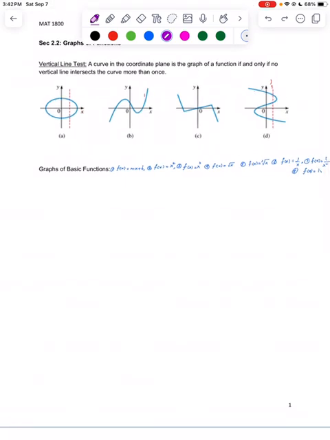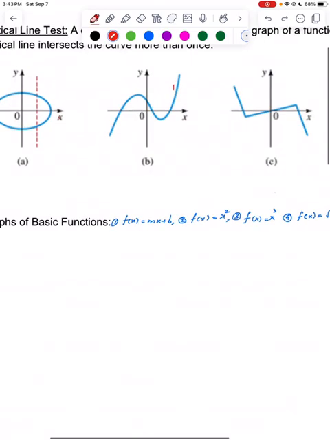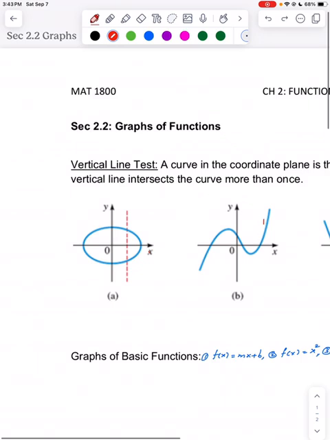Now, if you can show one line crossing in more than 1 point, that's enough to say that it is not a function. In this case you can see that the red vertical line is crossing the graph in 2 points, this point and this point. So we can say that this is not a function.